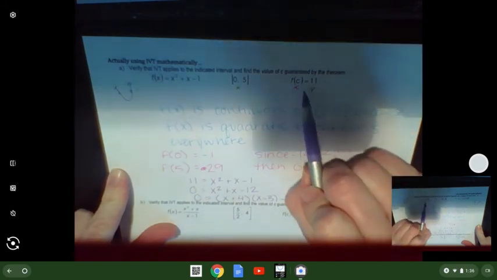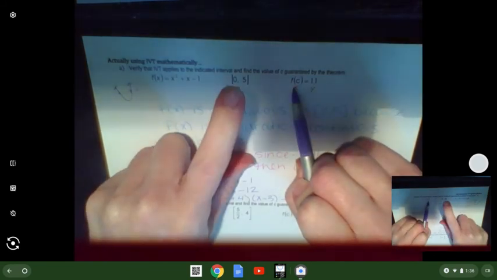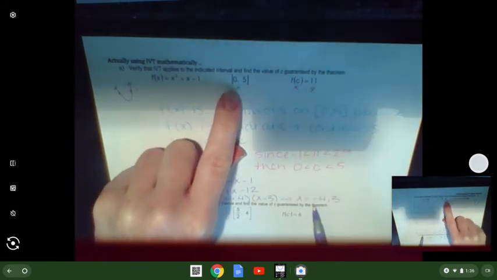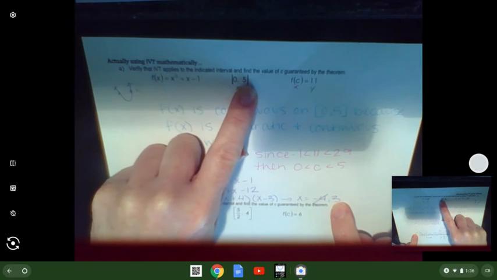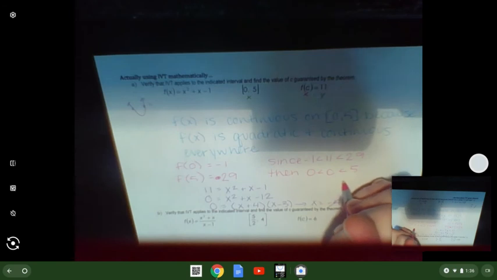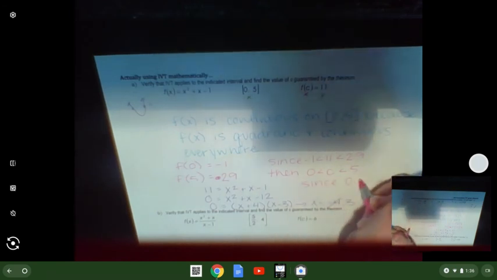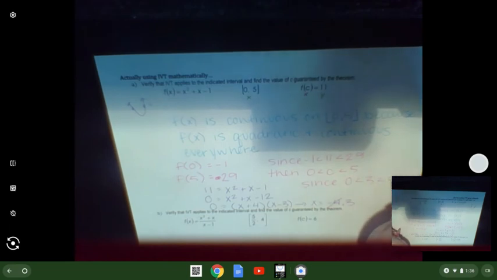But I want to know what C value is on this interval. Well, negative 4 is not between 0 and 5, so this is not the X value we are looking for. 3 is between 0 and 5. So since 3 is between 0 and 5, then the C value we are looking for must have been 3.